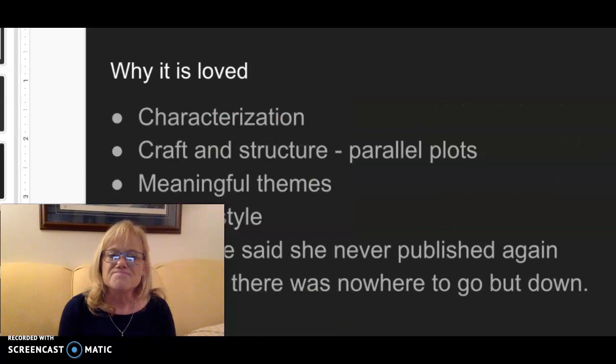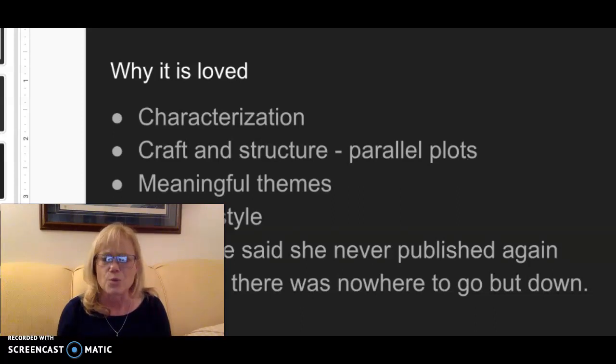Why is it loved? Well, the characters. Wait till you meet them. Love the characters in this book. The structure of the book is fascinating. When you get to the end of the book, it's going to be one of those wow moments. Gives me chills every single time. Meaningful themes. What she has to say will resonate with you in so many ways.